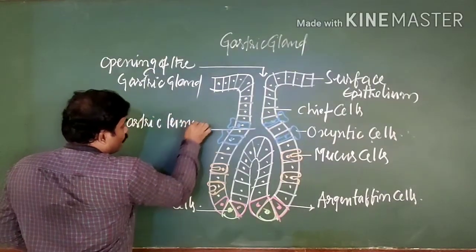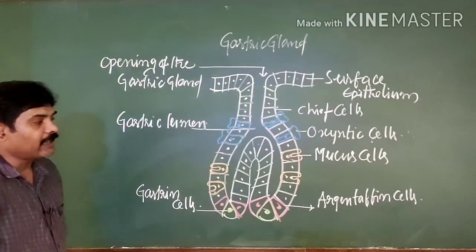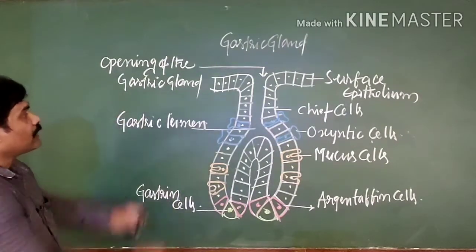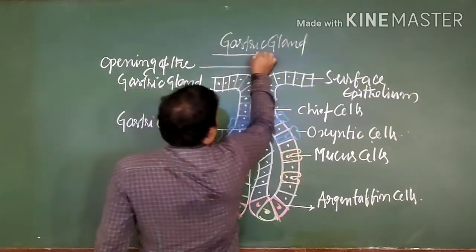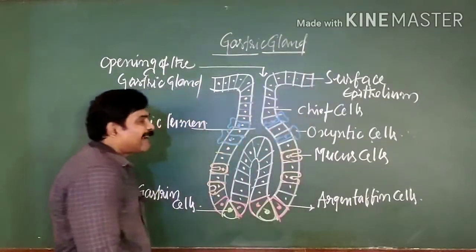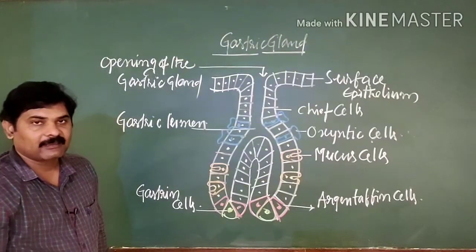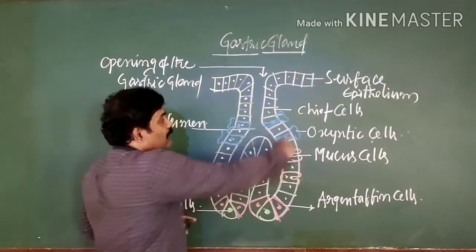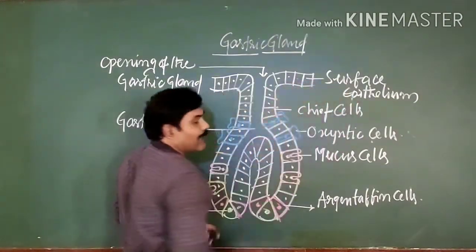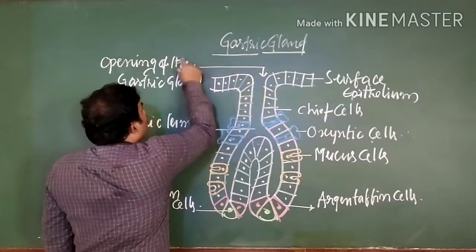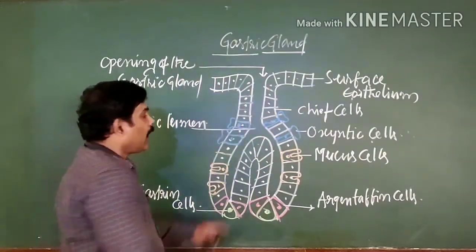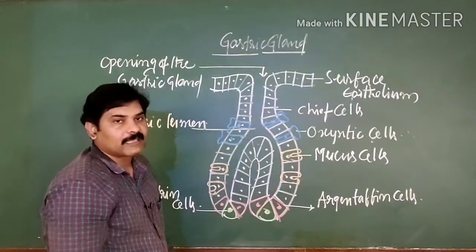Gastric lumen, this spacious place. This is all about your gastric gland, its structure and the various types of cells present in your gastric gland. And this is the surface epithelium of the gastric gland. This is the opening of your gastric gland, and it has various types of cells.